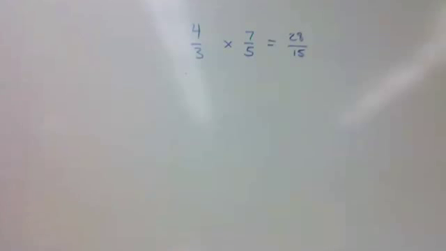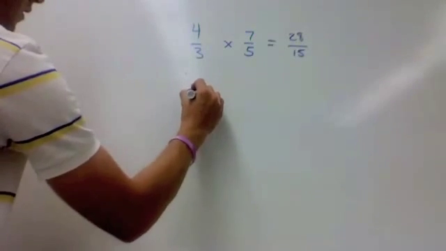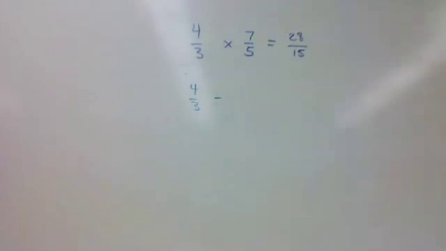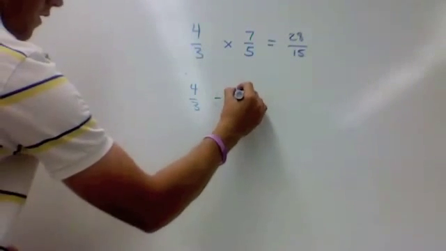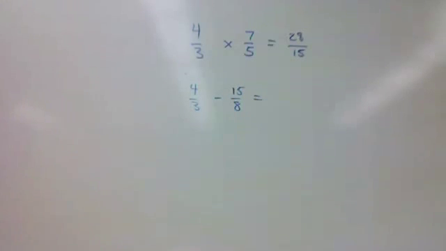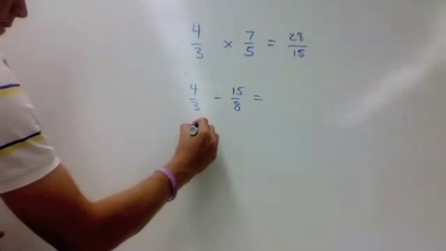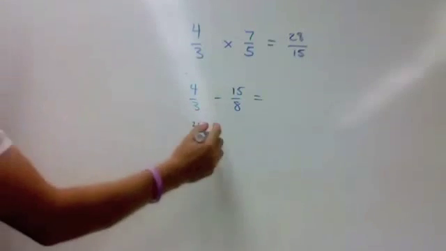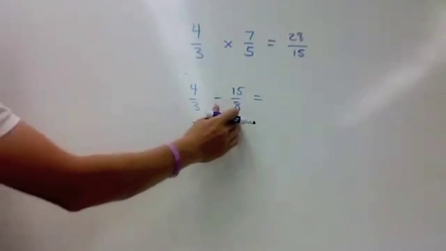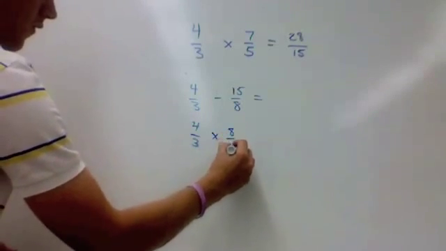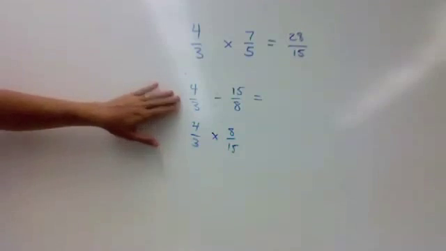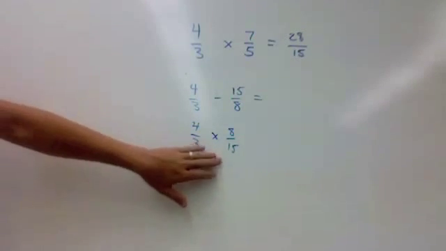Now, if we want to divide fractions, let's look at 4/3 divided by 15/8. The key to dividing fractions is a little different than multiplication. Basically, you're just going to multiply by the reciprocal. The way I like to look at it is we keep the first fraction, change our symbol from division to multiplication, and then flip our second number, so 8/15. Keep it, change it, flip it. Remember that.